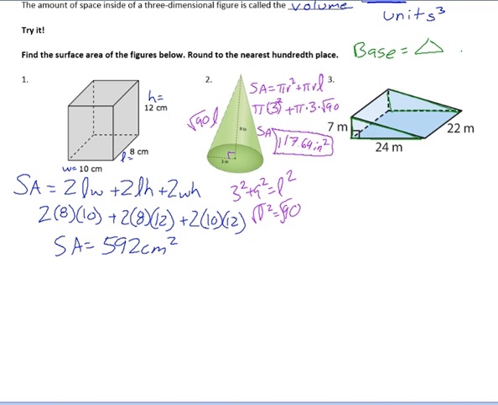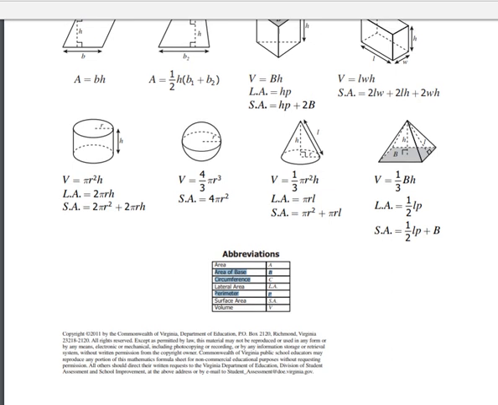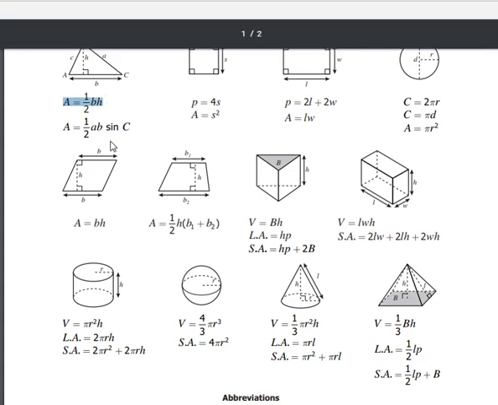The formula for this triangular prism, I'll use a different color here, is surface area equals hP plus 2 big B. If you take a look at the formula sheet here, they have a little guide down here to indicate what some of these things are referring to. Big B is referring to the area of the base. We said at the beginning of the problem that the base figure is a triangle. So then we have to go back up to the 2D shapes and say, okay, well that's 1/2 base times height.